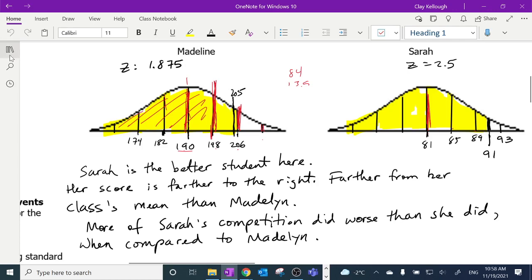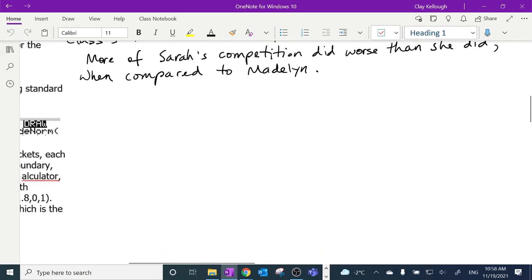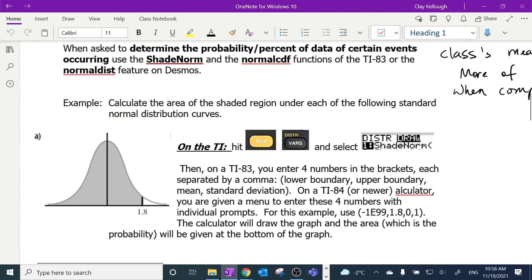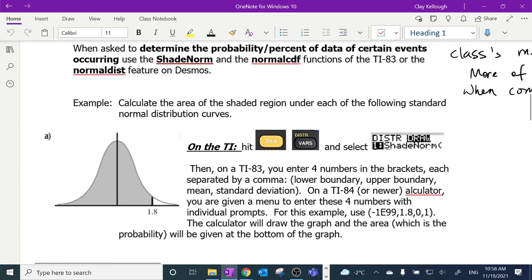So go to the next page here, and we'll start with an example that is a standard normal distribution. Remember what standard normal means? Standard normal means it's kind of a blank slate. The mean is 0, and the standard deviation is 1. So calculate the area of the shaded region under each of the following standard normal distribution curves.